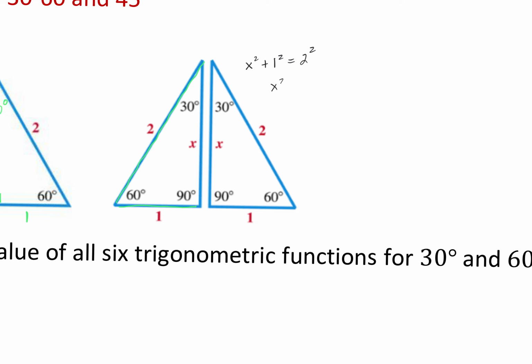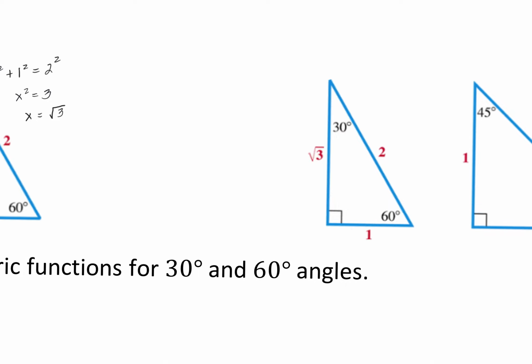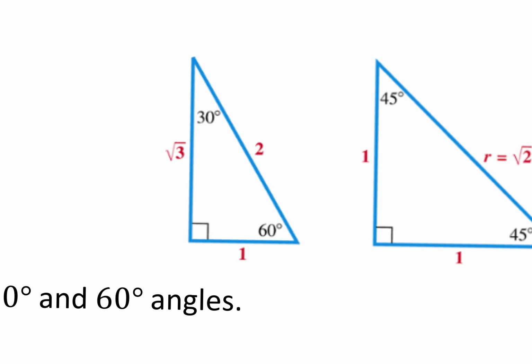Solving for x squared, I'll get 4 minus 1, which would be 3. So x is going to be plus or minus the square root of 3, but we just use the positive because we're talking about the length of a side. It's impossible for it to be negative. So that gives me that x is equal to the square root of 3. Which brings us here to our 30-60 triangle. It's a very special triangle. It has sides of 1 and square root of 3 and hypotenuse of 2.